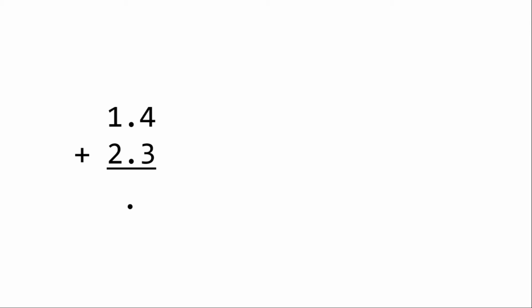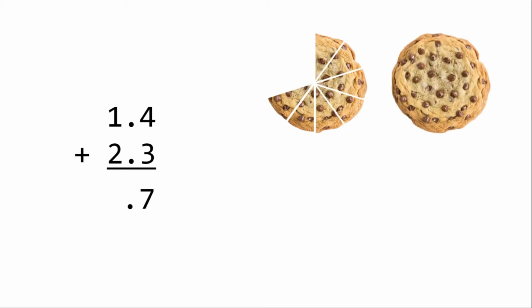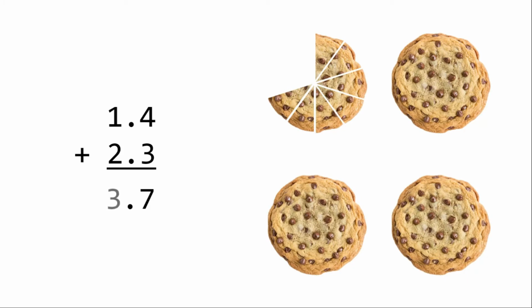Let's add the tenths first. 4 tenths plus 3 tenths. Let's imagine this with cookies. 1, 2, 3, 4 tenths of a cookie. And then we're adding 3 more. 1, 2, 3. So that's 7 tenths altogether. And now we're going to add the wholes. 1 plus 2. 1 cookie plus 2 more. 1, 2. And that equals 3 cookies. 3.7. So that's another way of doing it.